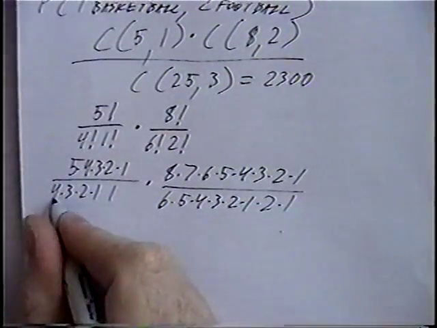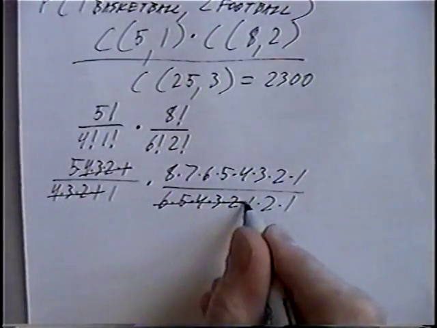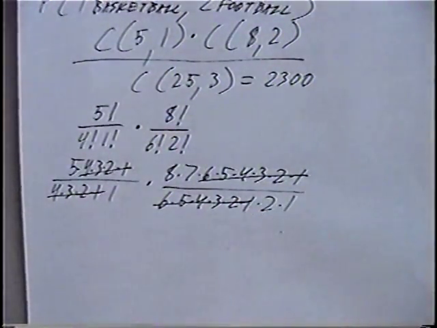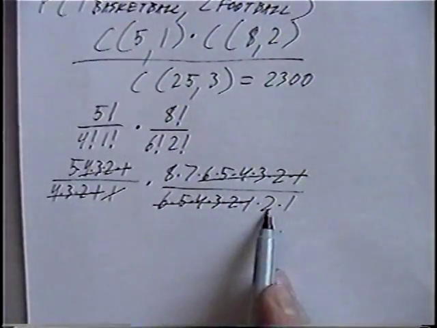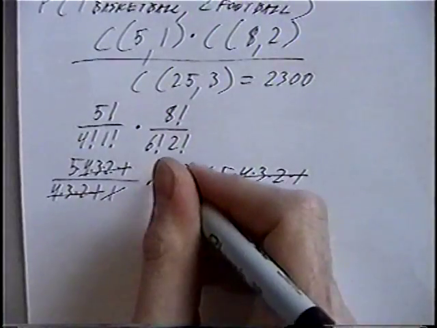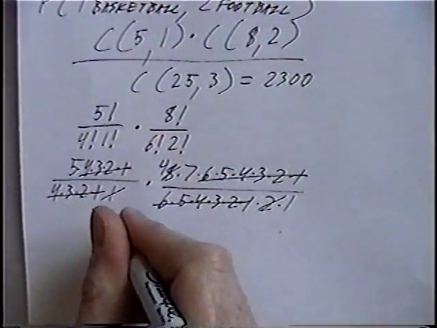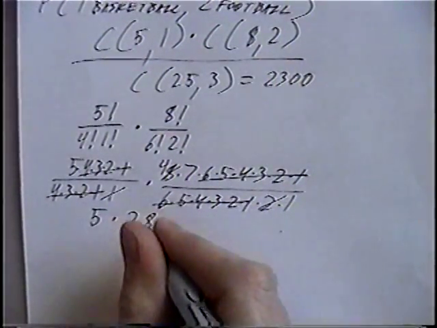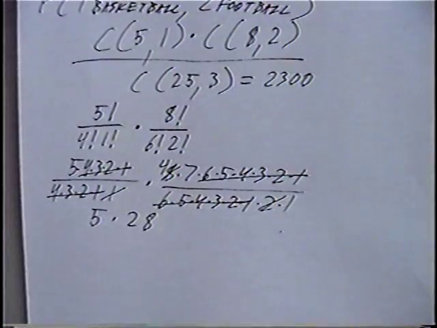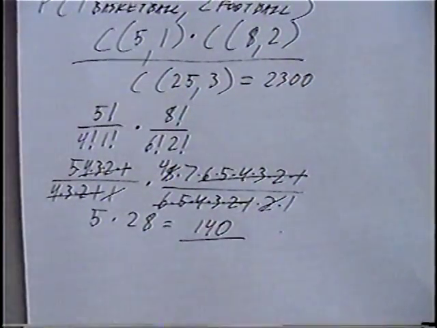Crossing off what's in common, 4, 3, 2, 1 on the first fraction cancels. 6 through 1 also cancels. The 1 on the first fraction we can ignore, and the 2, we can divide the 8 by 2 to get 4. So we're left with 5 in the first fraction, and we have 4 times 7, which is 28 in the second fraction. Multiplying that out, that gives us 140 for the numerator.